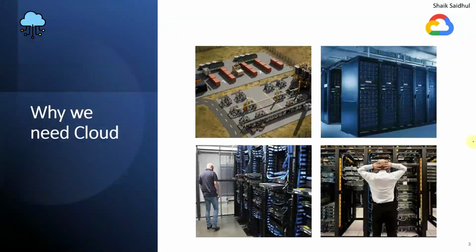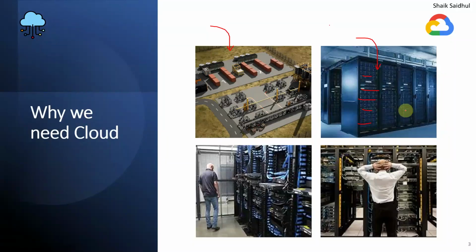You might have seen this image. If you look at this image, this is how the data center looks. This is the area for the data center. Inside the data center, this is how it looks. The entire hardware is situated in the form of a rack and stack. This is called rack and stack equipment.